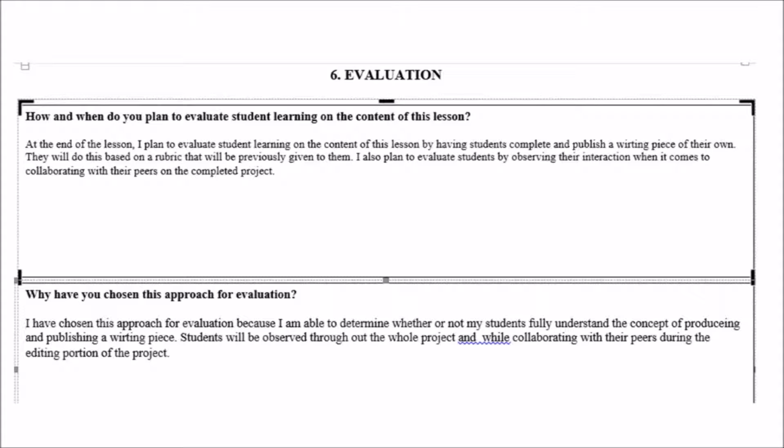I have chosen this approach for evaluation because I'm able to determine whether or not my students fully understand the concept of producing and publishing a writing piece. Students will be observed throughout the whole project and while collaborating with their peers during the editing portion of the project.